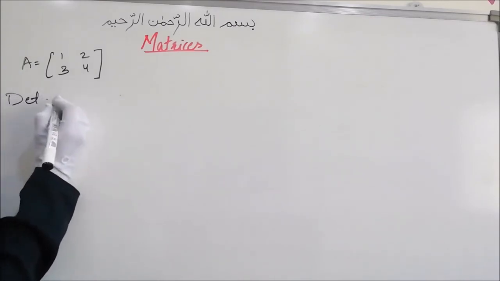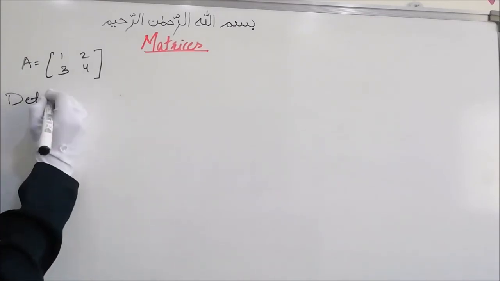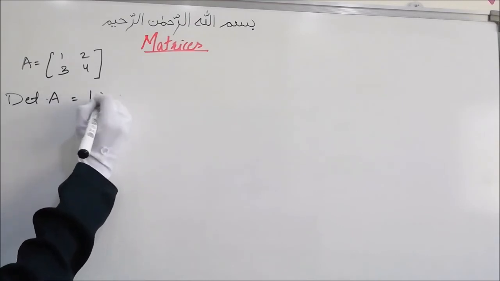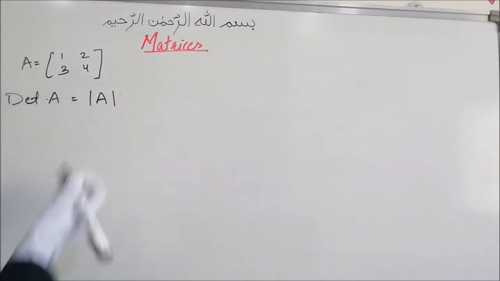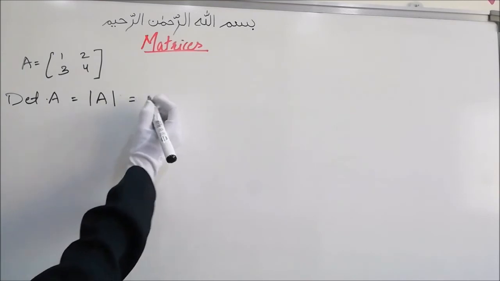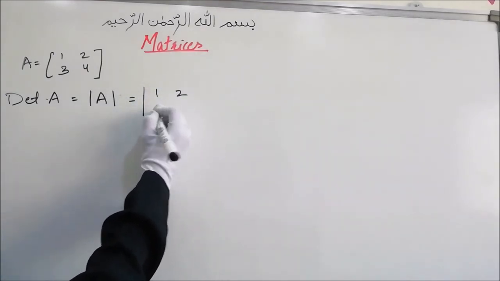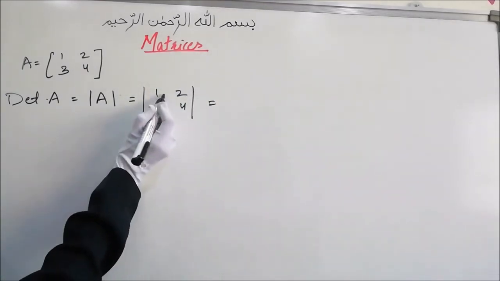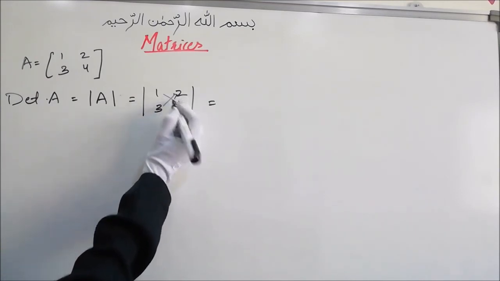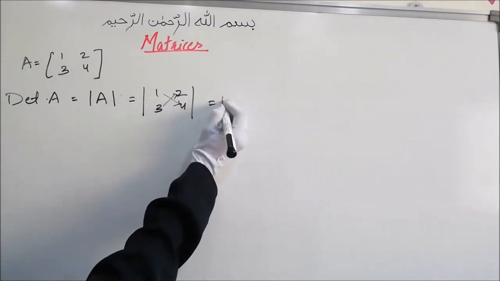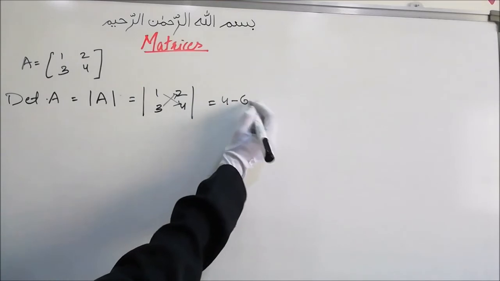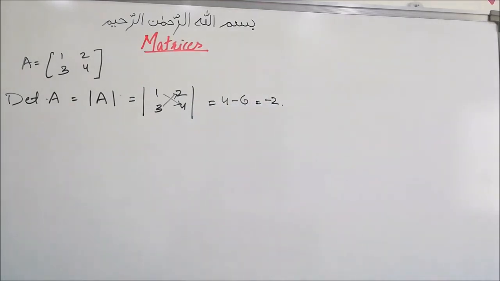Determinant. It is written as determinant of A, or it can also be written with two vertical lines and A in between. So what will this be? Determinant of 1, 2, 3, 4. How do you do this? You multiply this by this and minus this by this, right? So this will be 4 minus 3 2s are 6, that is minus 2. That is the determinant of a matrix.